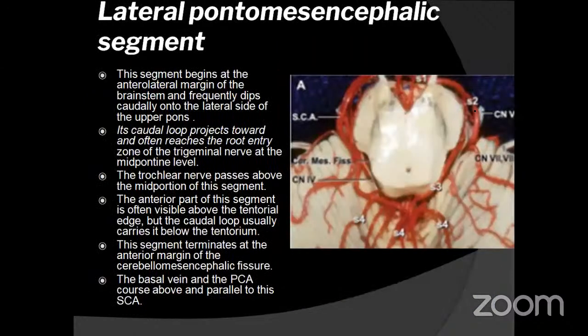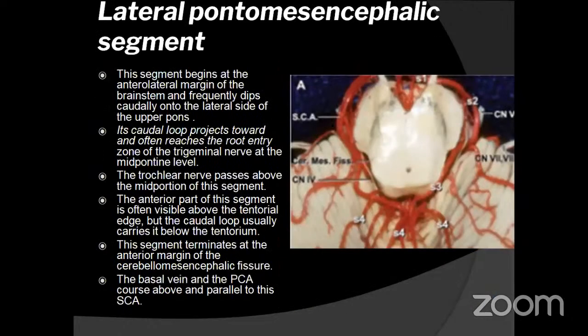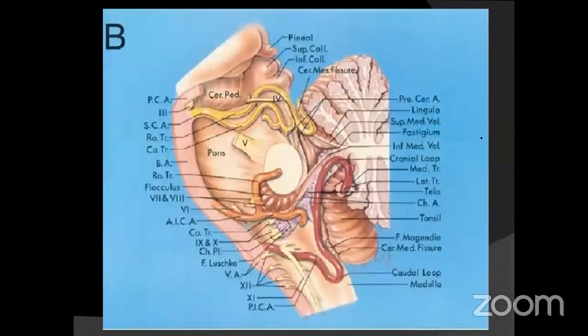Now the second part, or S2, is the lateral pontomesencephalic segment. This begins at the anterolateral margin of the brainstem and frequently dips caudally onto the lateral side of the upper pons. So if we have a lateral diagram, the S2 segment will have a caudal trunk, or sometimes it dips caudally up to the part of the pons. Its caudal loop projects towards and often reaches the root entry zone of the trigeminal nerve at the midpontine level. So a better picture to show this will be this. Sometimes the caudal part of the S2 will dip as much caudally as the root entry zone of the fifth cranial nerve.